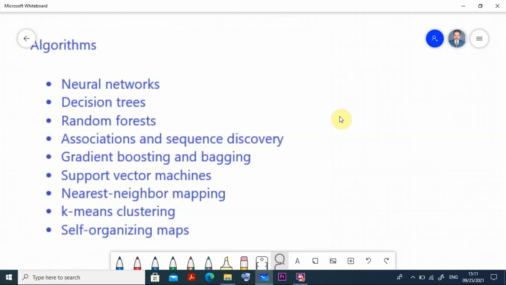We will be working with one or two out of these. We will be working on the CNN, the convolutional neural network, and the decision tree also. I'll show you some sample projects on how to work on that. And I will be giving some idea about how to use nearest neighbor, support vector machine and k-means clustering in our next video, right?